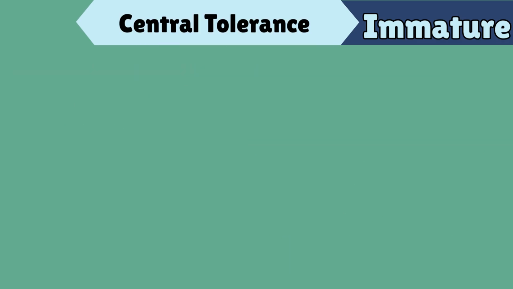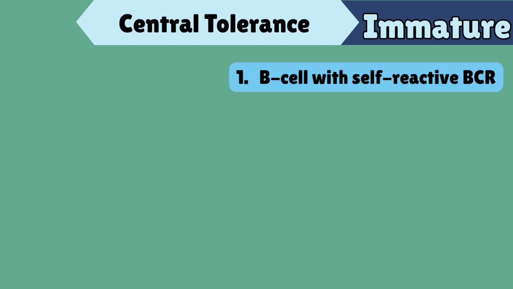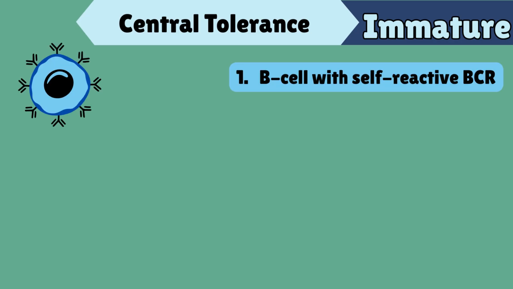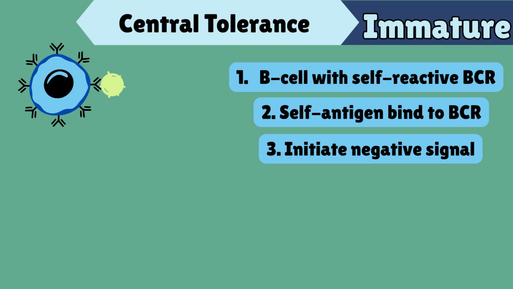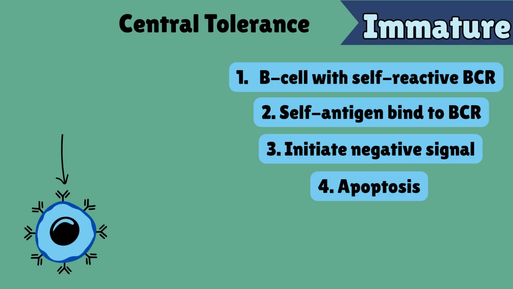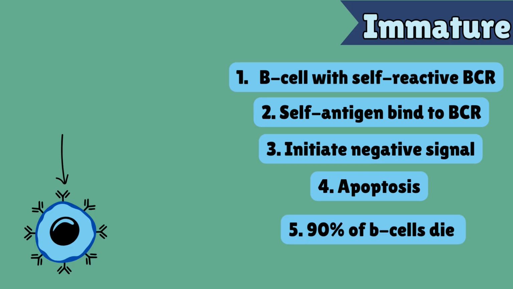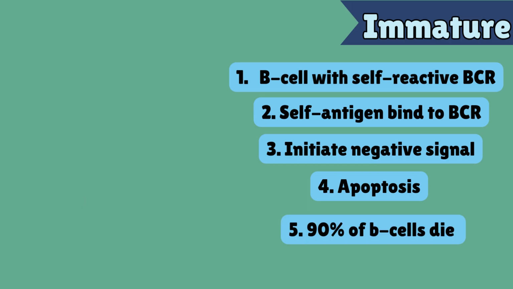This process can also be called central tolerance, which is the elimination of B cell with self-antigen receptors. For example, we have a B cell with a functional BCR that has self-antigen receptors. A self-antigen is going to bind to the BCR. This will initiate a negative signal that will induce apoptosis. It is said that 90% of B cells die during this stage.